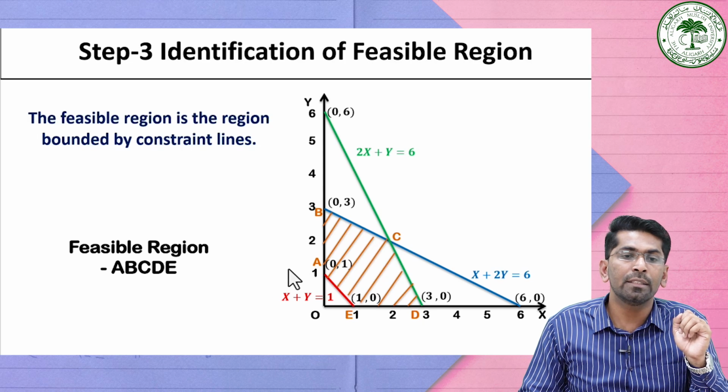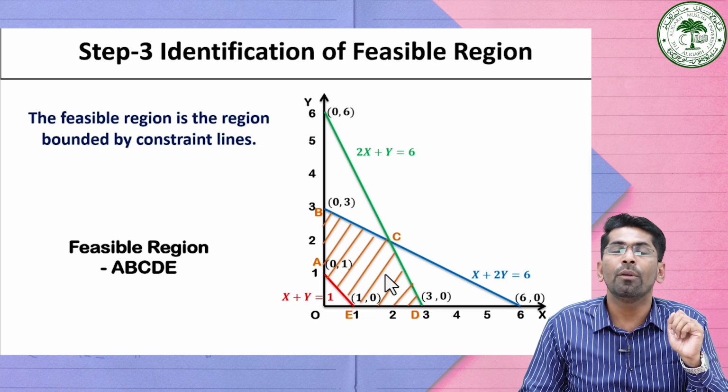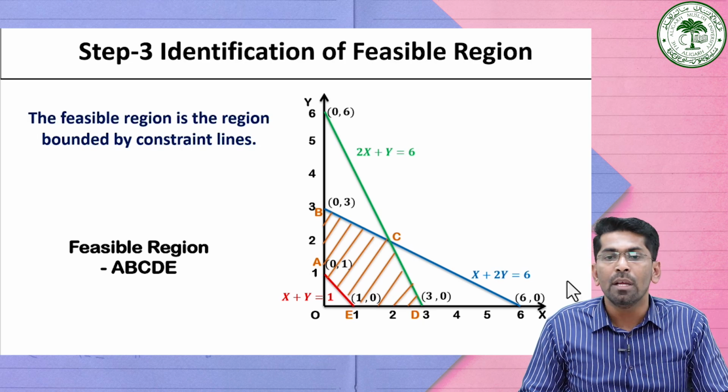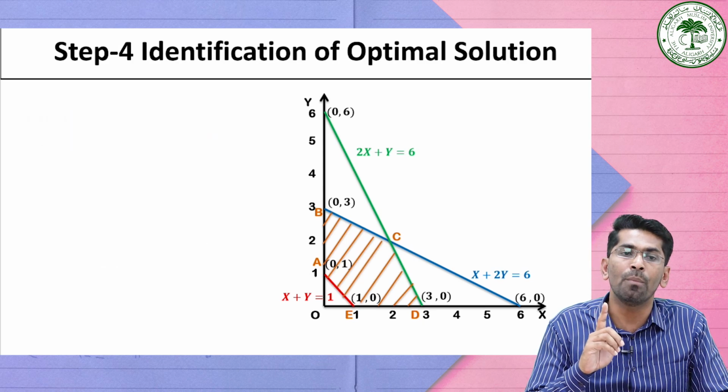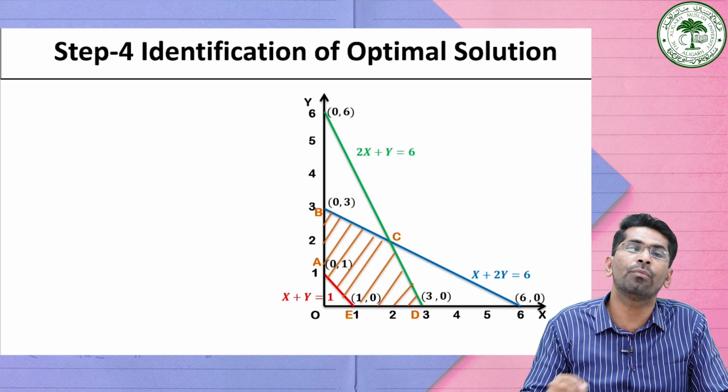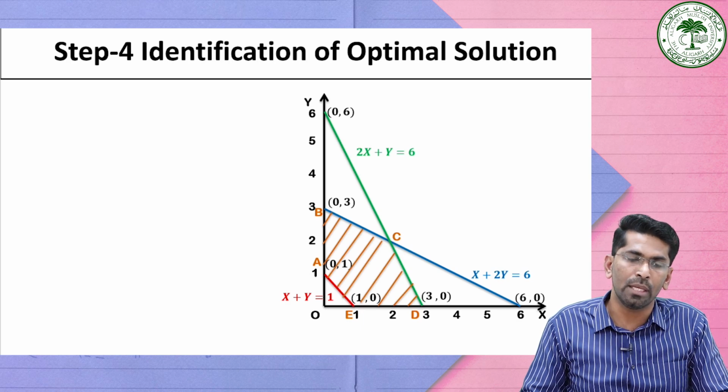Hence we can say that the feasible region has corner points A, B, C, D, and E. These are the various possible corner points of the feasible region. Out of this feasible region, there will be one point which is considered as the optimal point. So the next step is to identify the optimal solution of the given problem.